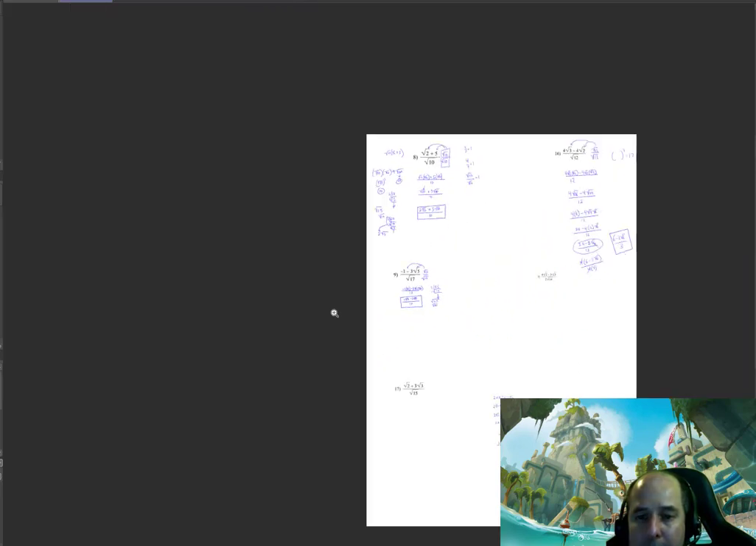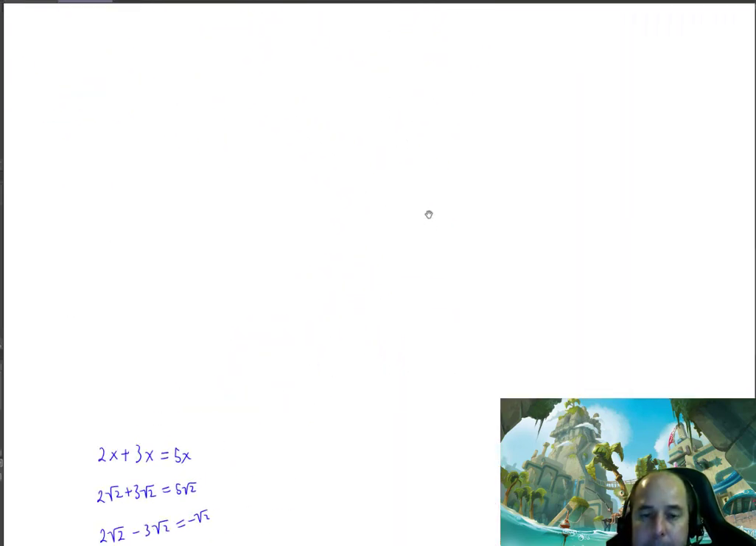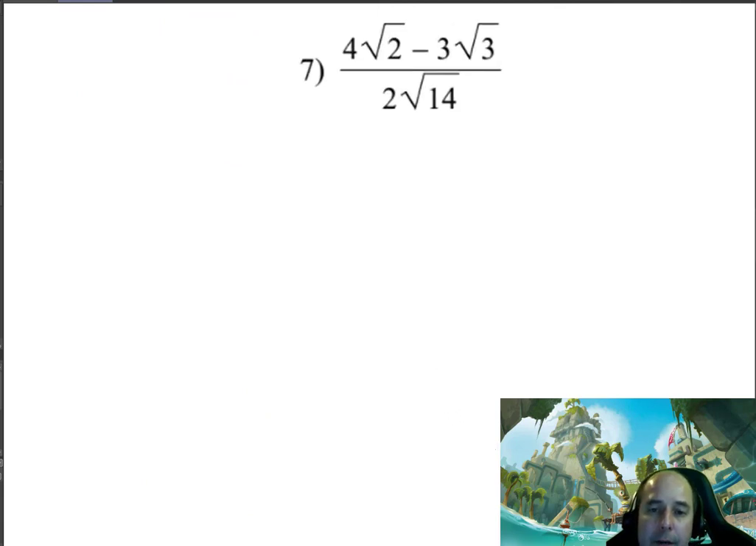Let's go ahead and do another one. So 4 square roots of 2 minus 3 square roots of 3 over 2 square roots of 14. What I'm going to do is start by multiplying both the top and the bottom by the square root of 14. And when I do that, I get 4 square roots of 2.